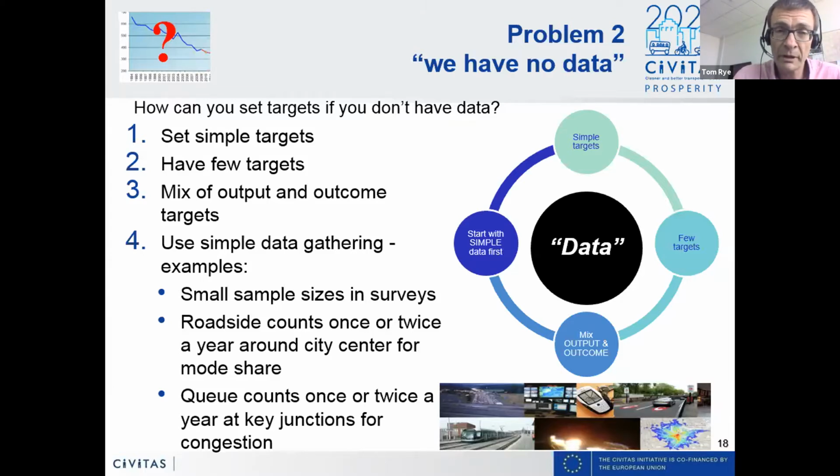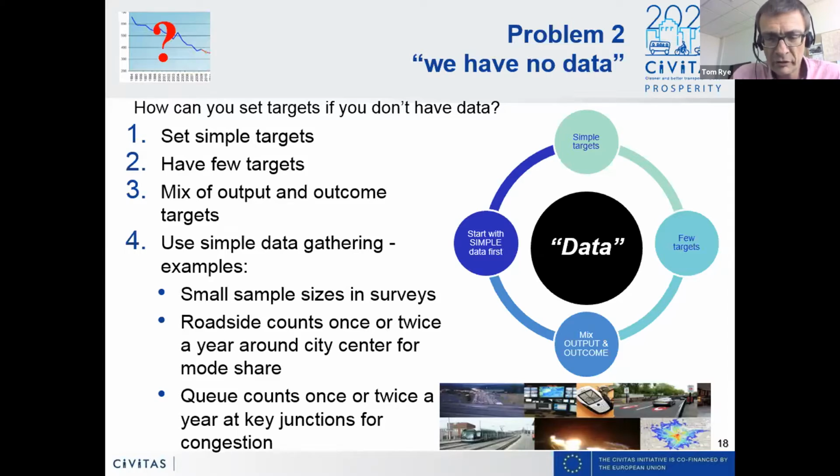If you have a lot of money and a lot of time to analyze the data, then of course you can use more rigorous methods of data gathering. But particularly for those cities starting out with SUMP, you don't have much money and aren't very large cities, then I would strongly advocate simple methods of data gathering, at least to begin with.